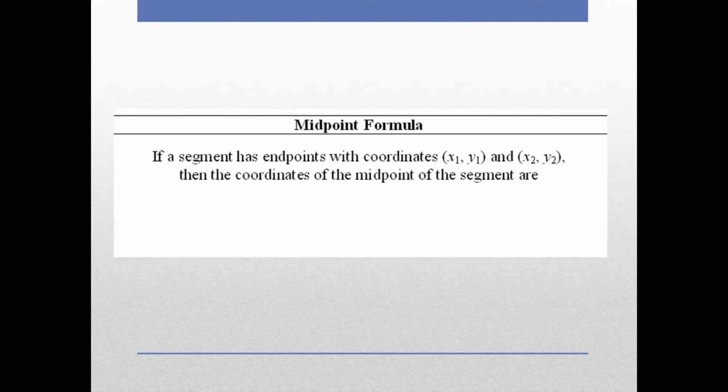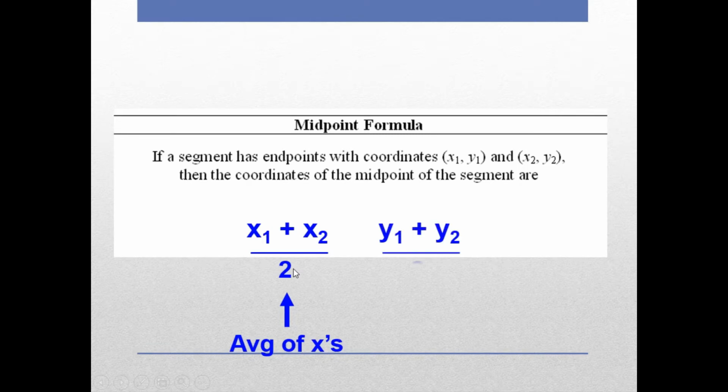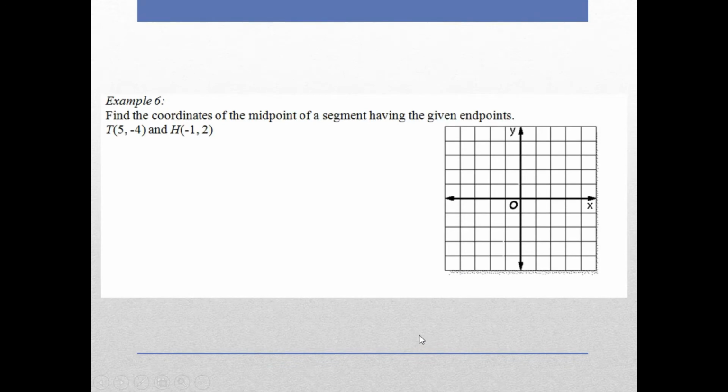Finding the midpoint is using a formula where you add your x's together and divide by 2, and you add your y's together and divide by 2, and that gives you new coordinates. The midpoint will be halfway between the two original points, because basically all you're doing is averaging the x's and averaging the y's. So an example of that is right here.